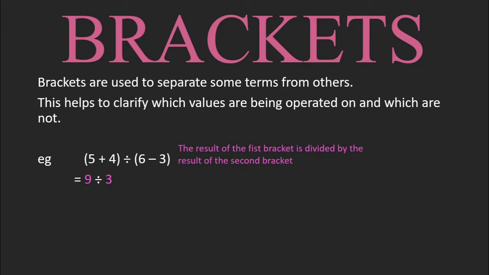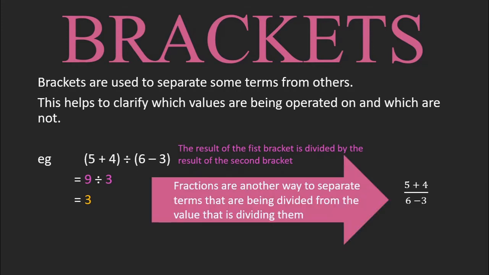That's 9 divided by 3. Now I can do that division. 9 divided by 3 is 3. We can show this in a different way as well. When you use fractions, you can clearly see that the numerator is separated from the denominator. So we don't need to use brackets to show that, but it works in the same way as brackets. First, we need to work out the value of the numerator, so 5 plus 4, and the value of the denominator, so 6 minus 3.